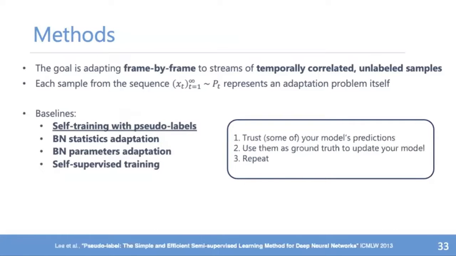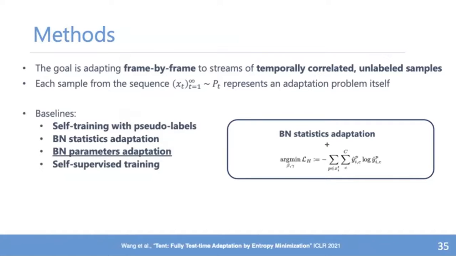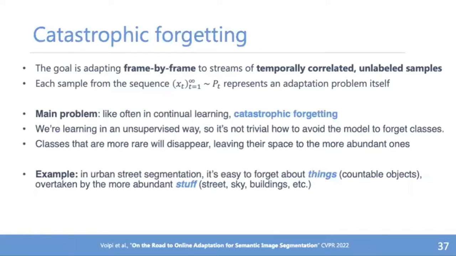The baselines we apply are the ones we discussed: self-training with pseudo-labels, batch norm statistics adaptation, batch norm parameters adaptation, and self-supervised training. The main problem, as often happens in continual learning, is catastrophic forgetting. Let me tell you how it shows up in test-time adaptation. In semantic segmentation, we divide categories into stuff and things. Stuff is like the road and the sky, things that you cannot count, and things are what you can count, like cars and pedestrians. And the distribution has much more stuff than things.